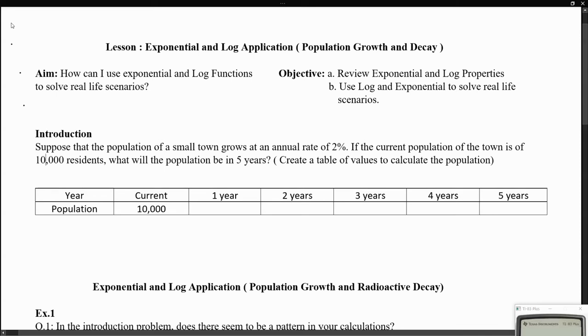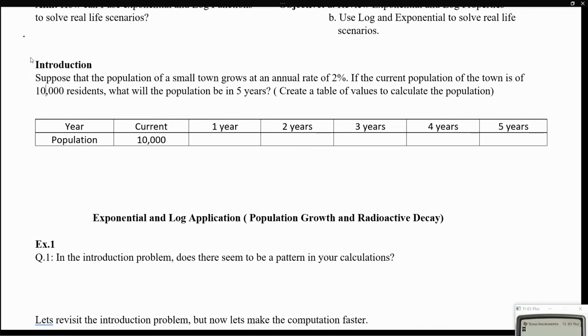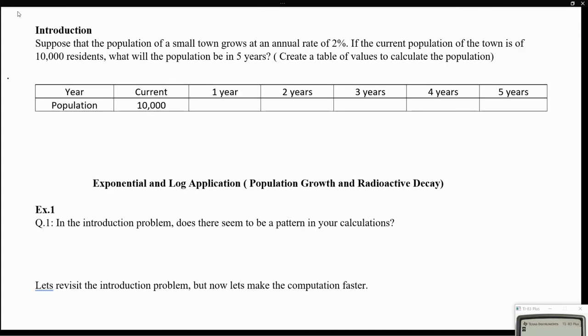Welcome. In this video, we're going to show how we can use exponential and logarithm equations to properly model population growth and population decay. So let's get started. To illustrate that idea, we're going to take a look at this small introduction question, which states: suppose that the population of a small town grows at an annual rate of 2%.